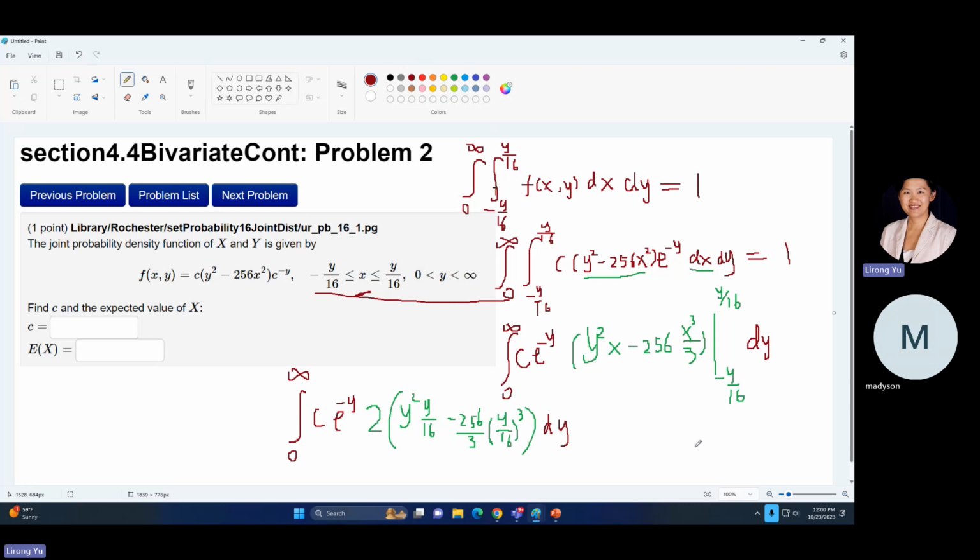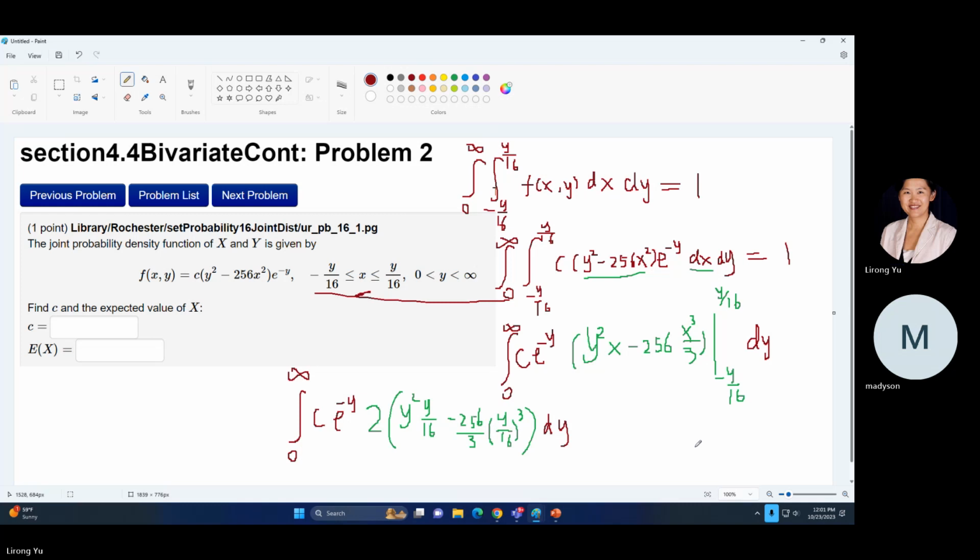This is a y cubed over 16, and this is a y cubed as well. We can actually combine them. This is 1 over 16. Here 256 is 16 squared. So cancel one of the 16. This is 16 over 3, right?